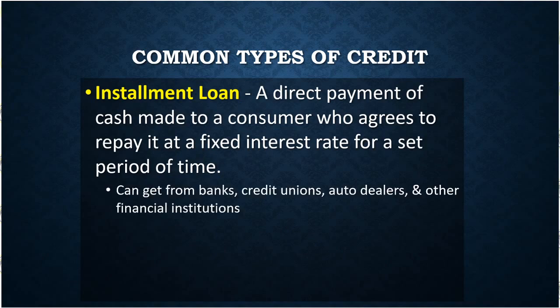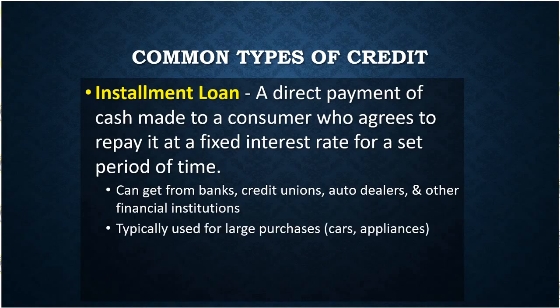You can get an installment loan from banks and credit unions and other financial institutions, but you can also get them from auto dealers or other places like the Nebraska Furniture Mart that deal with high dollar items that people might not be able to pay for with cash when they walk out the door. Installment loans are generally reserved for larger purchases like cars, appliances, things of that nature, because every time you do an installment loan, there's paperwork that you have to fill out, and there's explanations that have to be done according to law. And so it's a relatively time-consuming process.